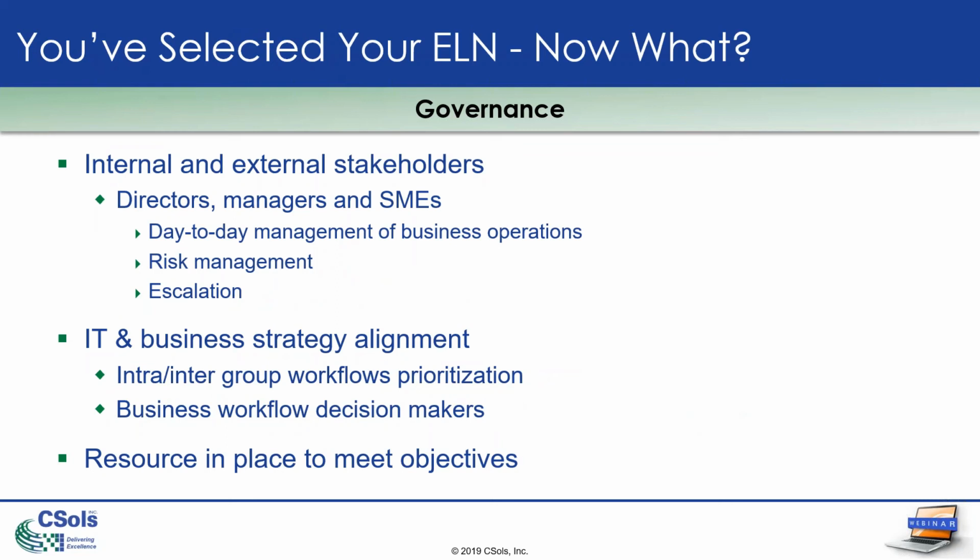When implementing your ELN, you also need to know if the structure of your organization has the necessary tools to support the implementation by ensuring, for instance, day-to-day management of business operations, risk management, and the escalation processes. The IT and business strategy alignment is also of big interest for workflow prioritization, to help the business make the right decisions by setting priorities between intra- and inter-group workflows.